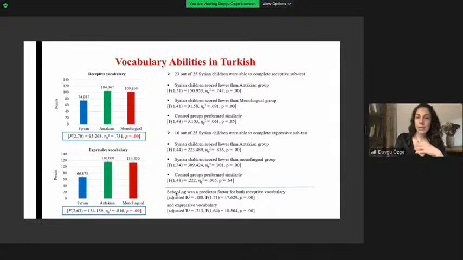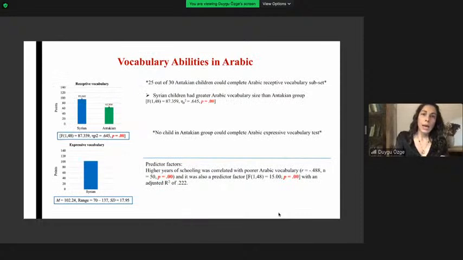And when we tried to understand the predictors here, we saw that schooling was a predictor. So the years spent in education, of course, will increase their vocabulary size with systematic exposure to language. Looking at their vocabulary abilities in Arabic, Syrian children were better in Arabic than the Antakyan group. So the Antakyan group had lower vocabulary abilities despite the fact that they are exposed to the language from birth.